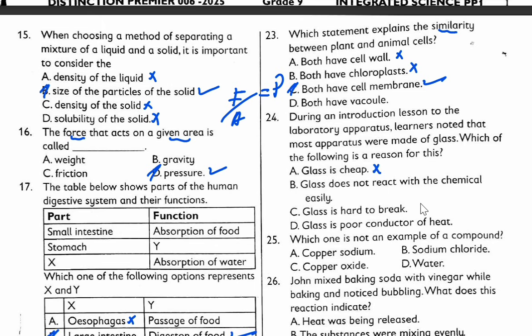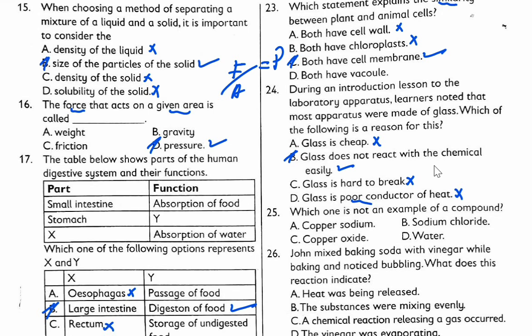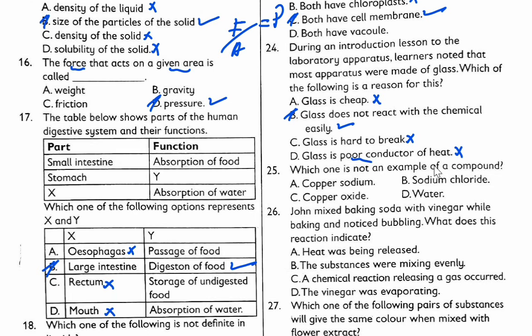C, glass is hard to break. That is not true. Glass is very easy to break. D, glass is a poor conductor of heat. You know that sometimes we use glass apparatus to heat, like test tubes, and therefore this one is not the main reason. So the main reason is glass does not react with the chemicals easily. Another reason is because glass is easy to wash. So those are the two reasons why most apparatus are made of glass in the laboratory.